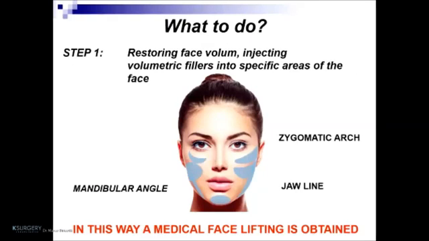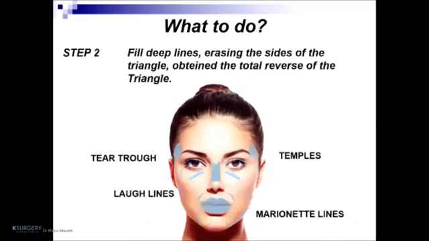So what to do? The first step is restoring face volume, injecting volumetric fillers into specific areas of the face, like the zygomatic arc, jawline, and mandibular angle. In this way, a medical face lifting is obtained. Step 2, fill deep lines, erasing the sides of the triangle, obtaining the total reverse of the triangle, like tear trough, temples, nasolabial lines, and marionette lines.